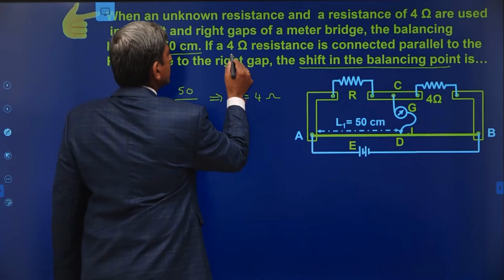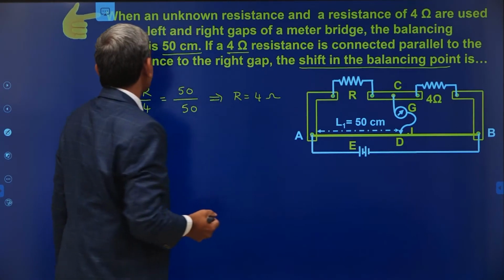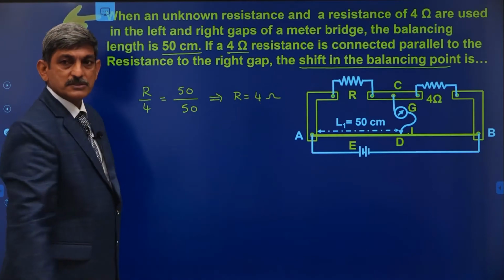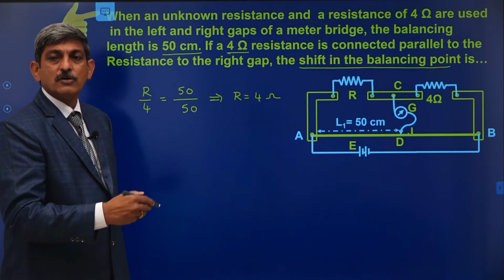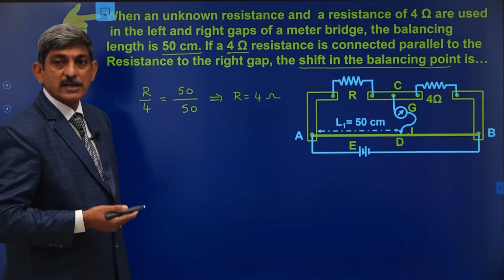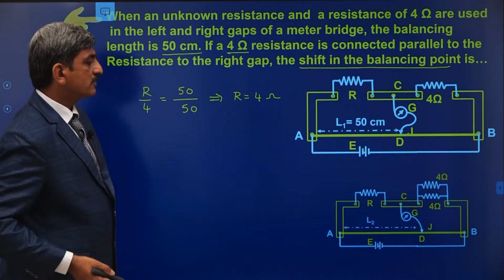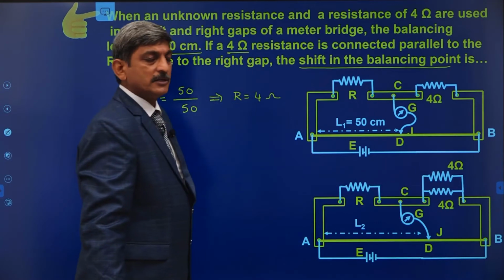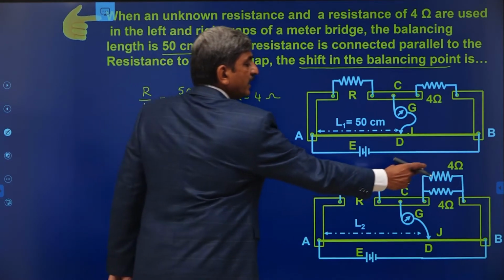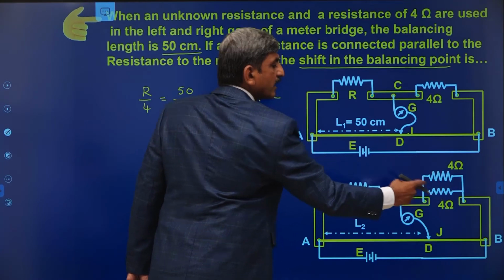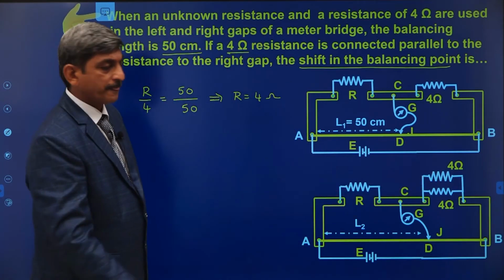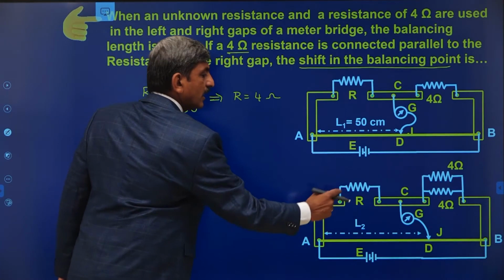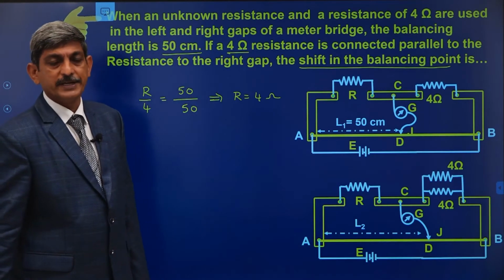Now a 4 ohms resistance is connected parallel to the resistance in the right gap. See, here already there is 4 ohms. In addition to the 4 ohms, 4 more ohms is connected in parallel to the 4 ohms, so that the situation will be like this. Now, because of the connection of the 4 ohms resistor in parallel, the effective resistance is changed. For that new combination, let us determine the new balancing length of the meter bridge.